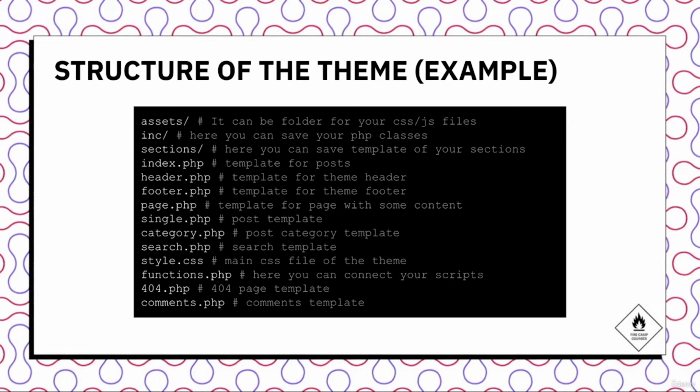Page.php, it is like a template for the pages that have our own content, like when you're creating a new page in WordPress, you can choose templates, or for example, you can use the default template that is saved in the page.php file. Single.php, this is the file for the post template, for a single post, yeah. Category.php, this is the page where you can filter all posts by some category, and here you can save all design for pages like this.